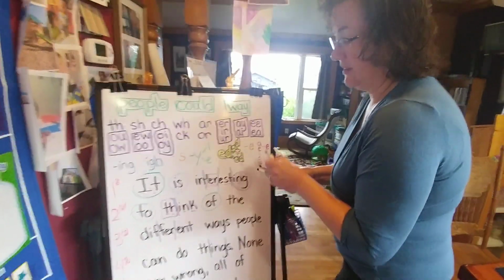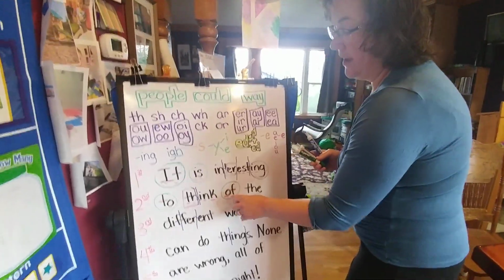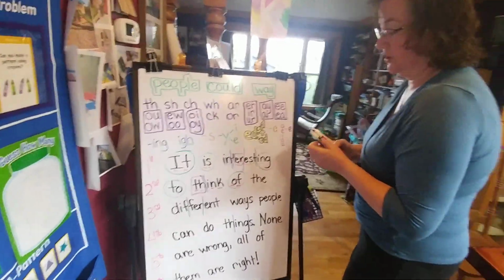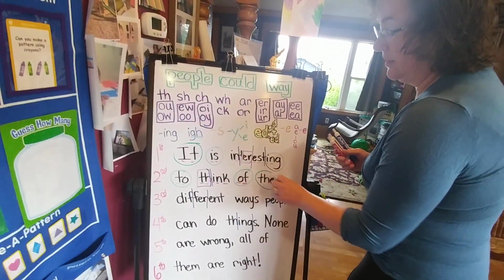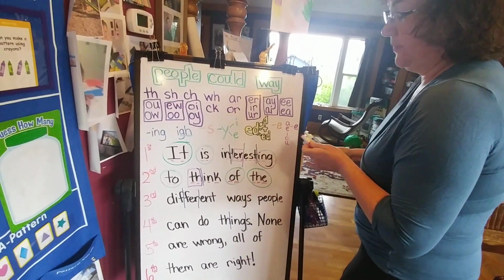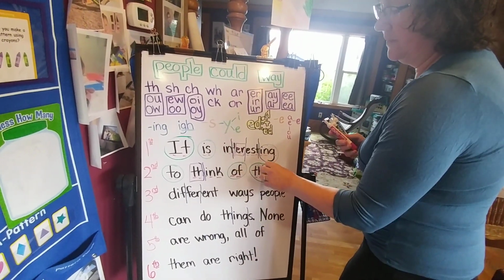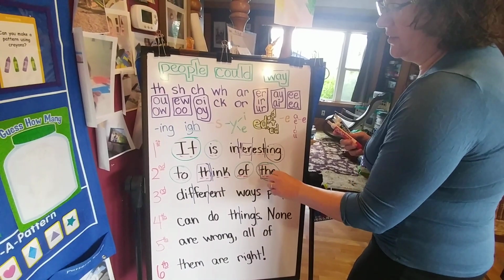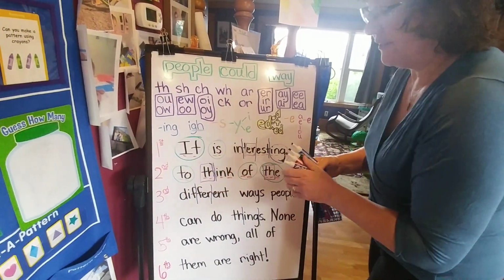Sight word of. Spell it with me. O-F, of. Sight word the. Spell it with me. T-H-E, the. What letter pair? It does have the T-H. T-H.